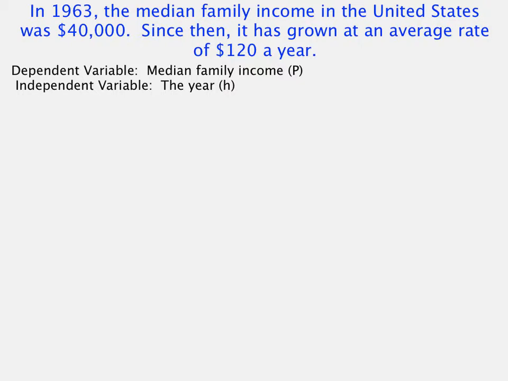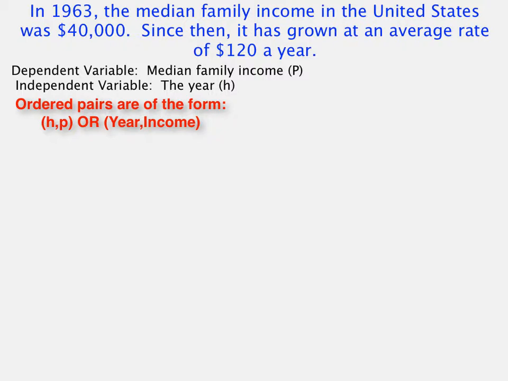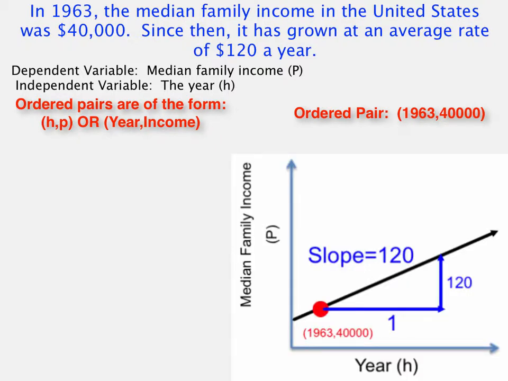Alright, in this case, we're looking for an ordered pair H, P, the year and what the median family income was in that year. And we definitely have that information. In 1963, the median family income was $40,000. So we can create the ordered pair 1963, 40,000. Note that since that median family income has grown at the same average rate every year, that means if we were to graph it, it would be a line, so we can use a linear equation to model it.